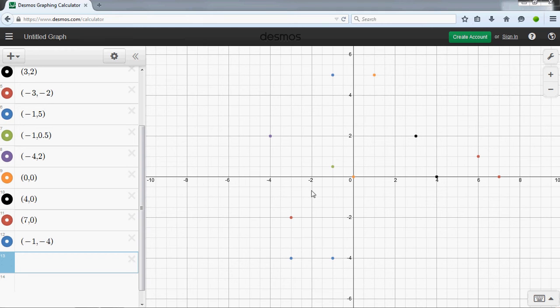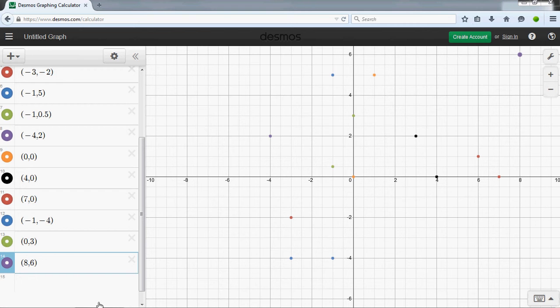Let's try (0, 3). So we go over 0 on the x-axis, and we go up 3, a positive 3 on the y-axis. 1, 2, 3. So we should end up right there. And there it is. How about (8, 6)? We should go over 8 on the x-axis and up 6 on the y-axis. Should put us right about there. There it is.